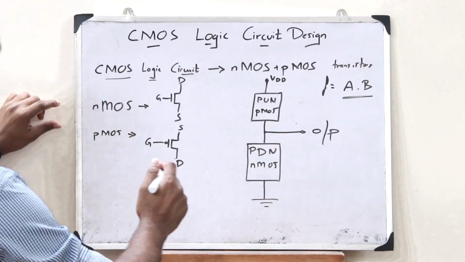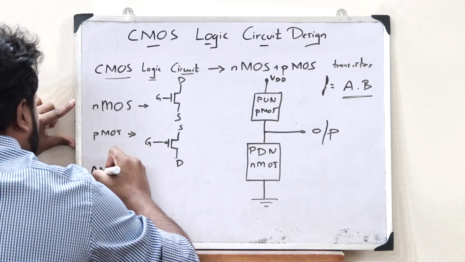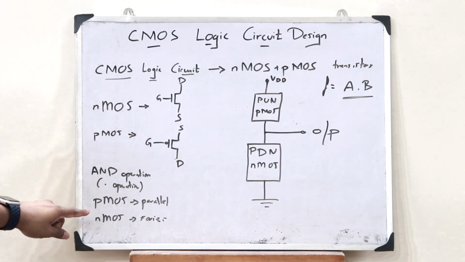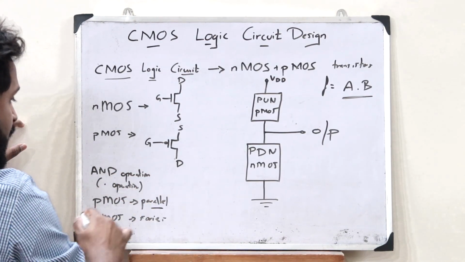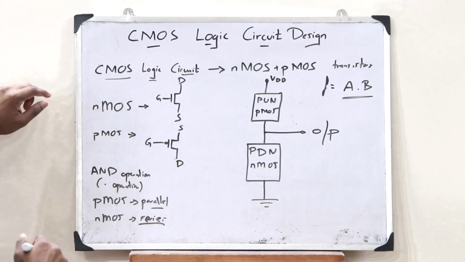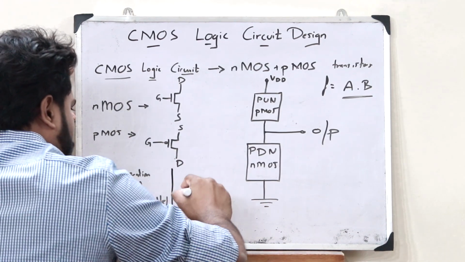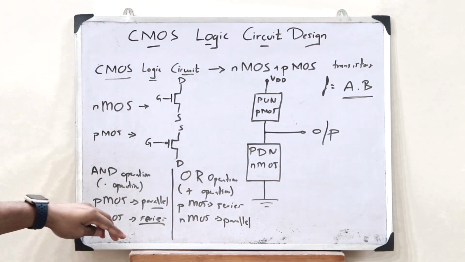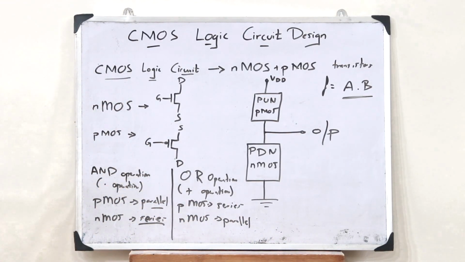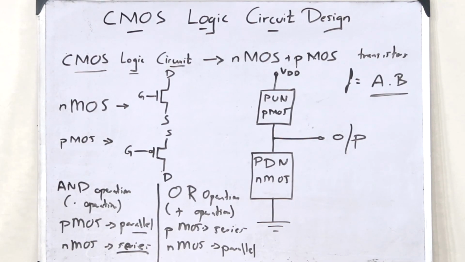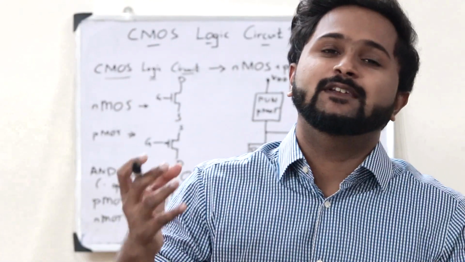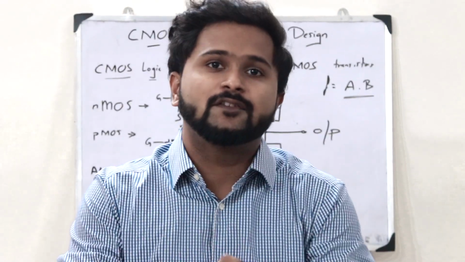Now there are certain rules that we have to follow. First, in the case of the AND operation, that is the dot operation, the PMOS transistors are connected in parallel, whereas the NMOS transistors are connected in series. But in the case of an OR operation, the PMOS transistors are connected in series, whereas the NMOS transistors are connected in parallel. These are the basic rules with which we can create CMOS logic circuits.